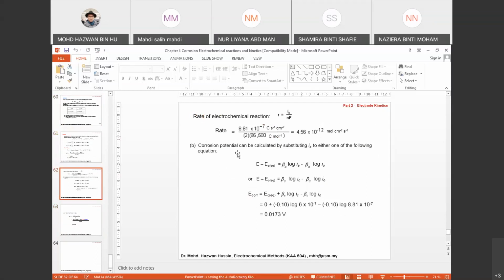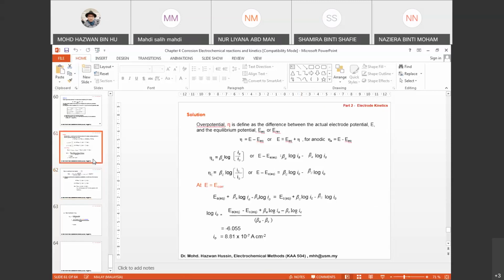To calculate this rate, I couldn't get the same answer, minus 6.055. I get only minus 5. Minus 5. Oh, no, minus 0.2. Minus 0.2. Okay.